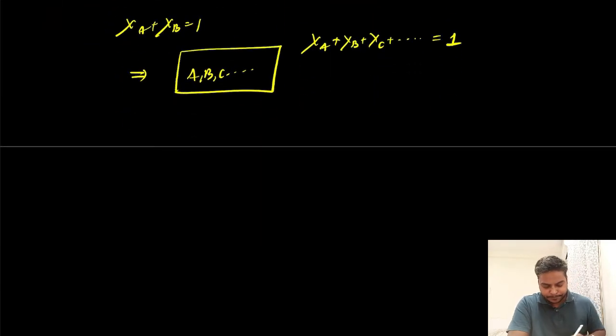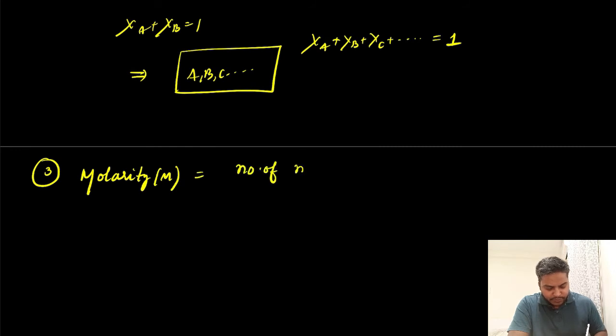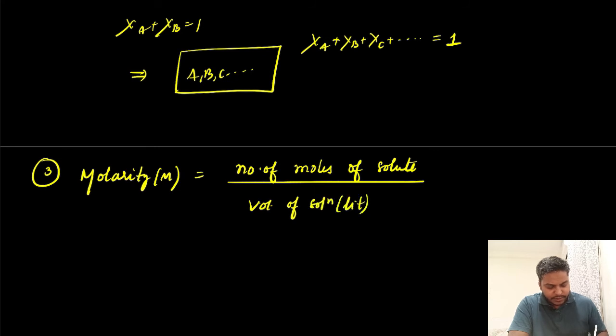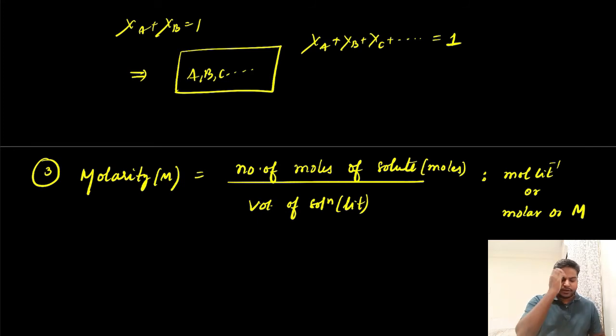Okay. And the third one, which is very important for us, is molarity, which is written as capital M, which implies number of moles of solute divided by volume of solution in liters. So the unit is mole per liter, also known as molar, or simply we write it as capital M. All of these are the respective units of molarity.